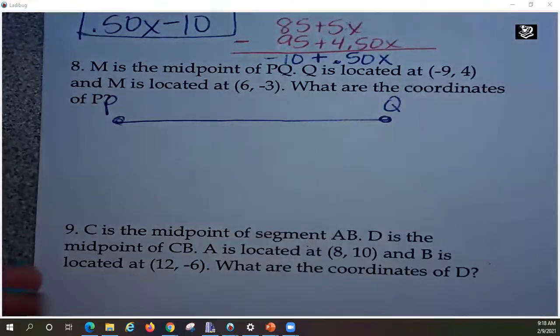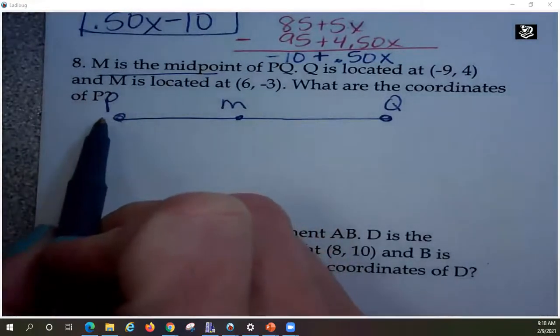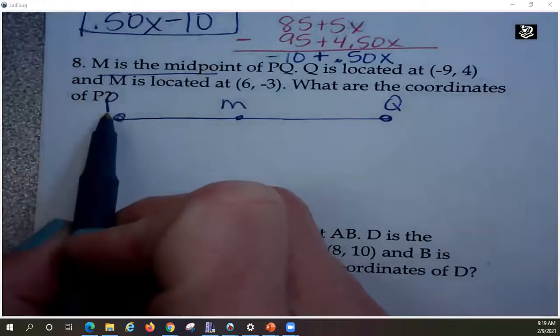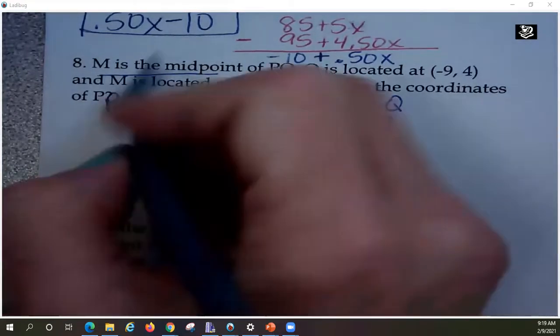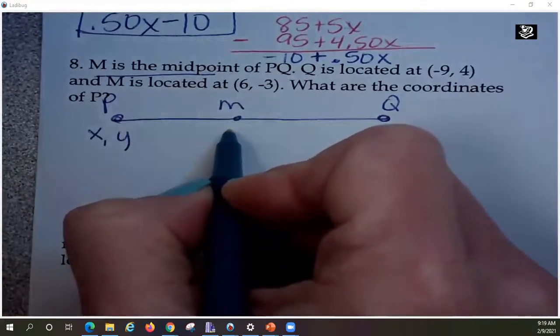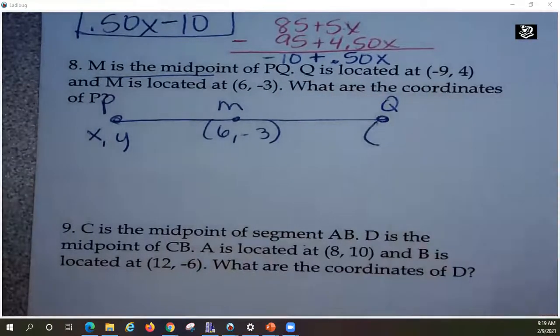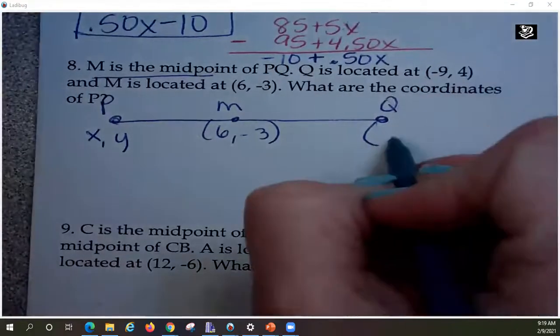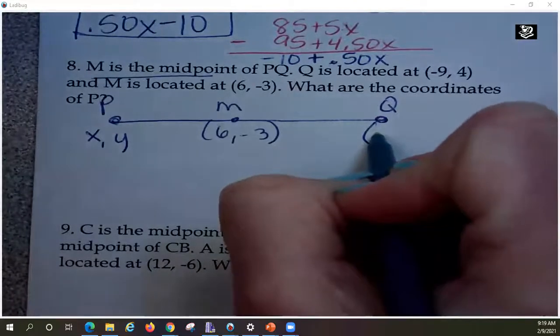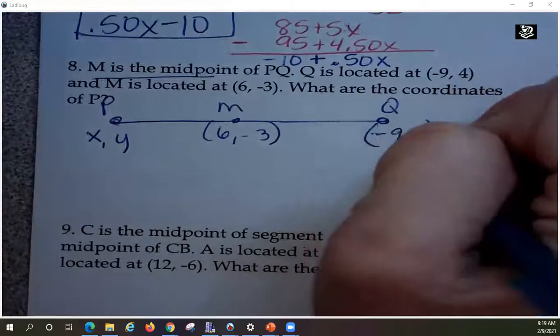Where does it go? In the middle. It says M is the midpoint. Charlotte, do we know the numbers, the coordinates of P? Do we know that, Charlotte? No. So we put X, Y. Do we know M, Charlotte? Yes, it's 6, -3. Caleb, do we know Q? Yep, Caleb. -9, 4. Okay.